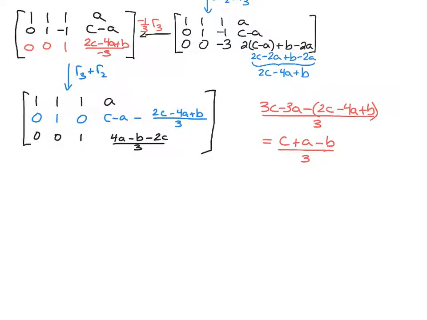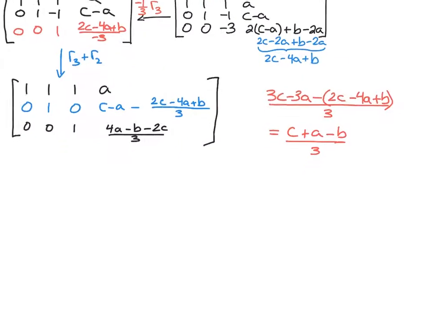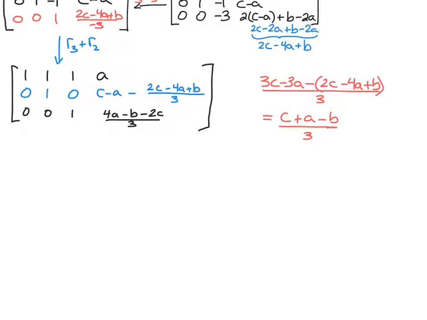Little side work. But what I wanted to do is my next step, and you might disagree, you might want to do something different, and that's up to you, but my thinking has me working with row 3 on row 1. So negative row 3 plus row 1.